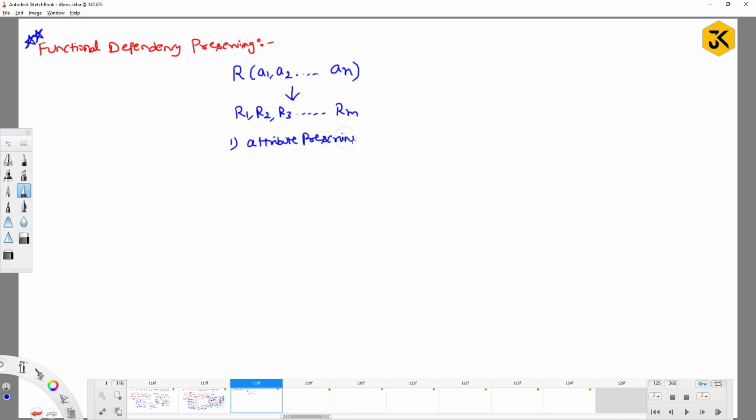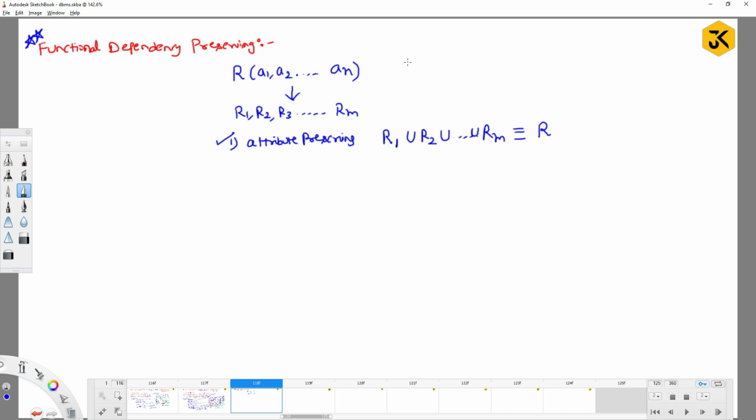Attribute preserving means when you are going to have subrelations like R1 having a set of attributes, R2 having a set of attributes, and so on, Rm having a set of attributes, when you take their union, the set of attributes you get should be equivalent to the actual relation's attributes. This is what I can say is attribute preserving.